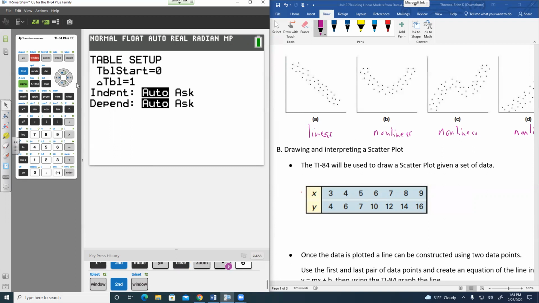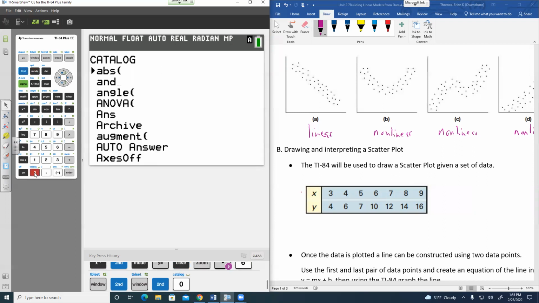Now to do a scatter plot, one of the things we have to do first is turn the diagnostics on. To do that, we have this catalog button down here next to the on button. Since it's above the 0 and it's in blue, we have to hit the second button first, and then hit the 0 to activate the catalog. What we want to do is go down to where it says diagnostic on.